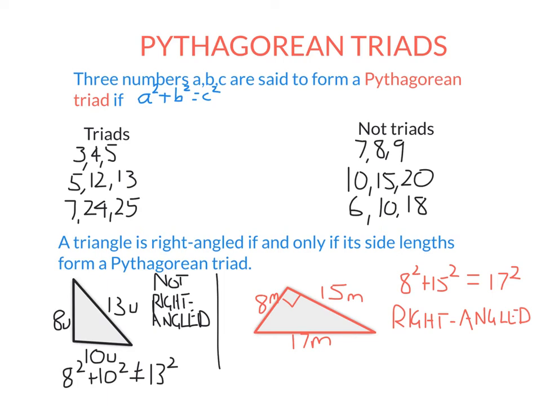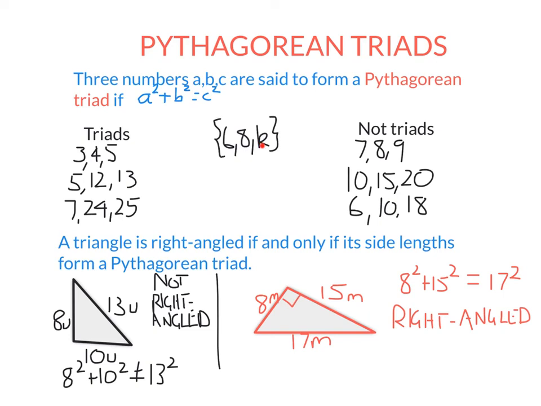So if we want to find a member of a Pythagorean triad, we just use the same process that we used when finding an unknown side. So let's say I'm going to give you a set. That's what the squiggly brackets mean here. Let's say 6, 8, and k forms a Pythagorean triad. What would be the value of k?